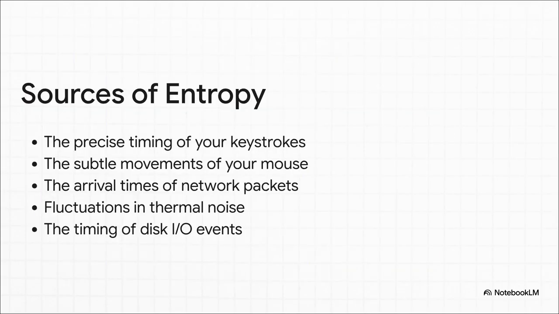So where does your computer find all this chaos? This part is amazing. It's literally listening to the world around it. It measures the tiny microsecond differences in the rhythm of your typing. It tracks the little unpredictable jitters as you move your mouse. It looks at the chaotic arrival times of data packets from the internet. It even listens to the random static, the thermal noise generated by its own electronic parts. All of this messy, real-world data gets collected into something called an entropy pool.